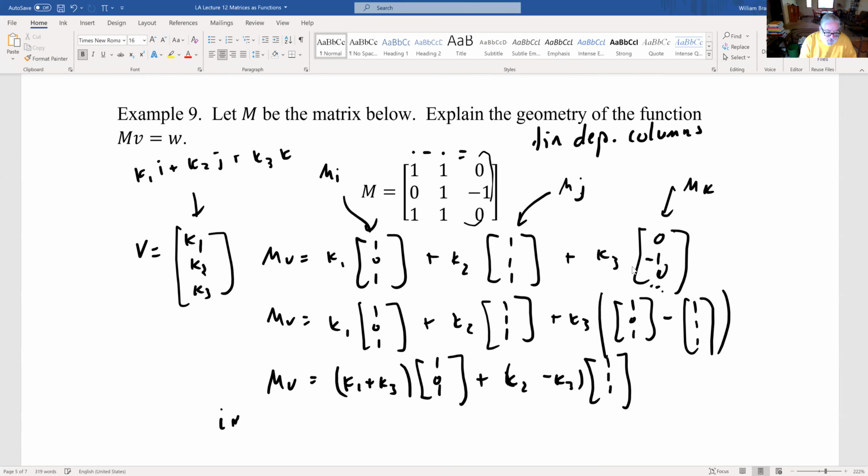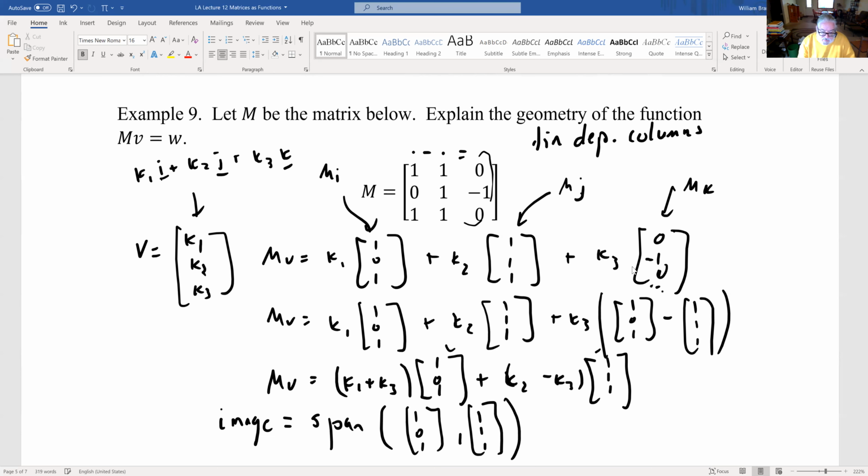The image has lost a dimension, right? We started with 3 linearly independent vectors, I, J, and K, and we ended up with only 2 linearly independent vectors, 1, 0, 1 and 1, 1, 1. So the image is just the span of the 2 vectors, 1, 0, 1 and 1, 1, 1. And that's not equal to the codomain. The codomain is all possible 3-dimensional vectors, but we only got 2 dimensions.